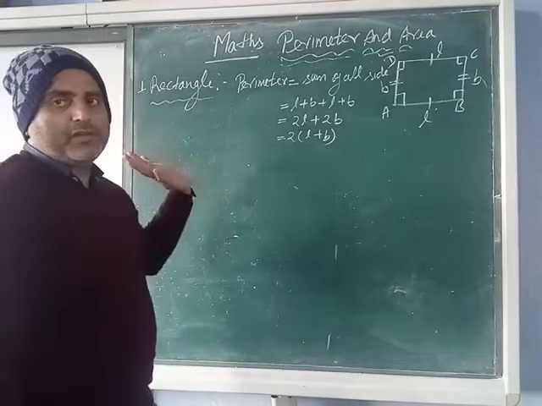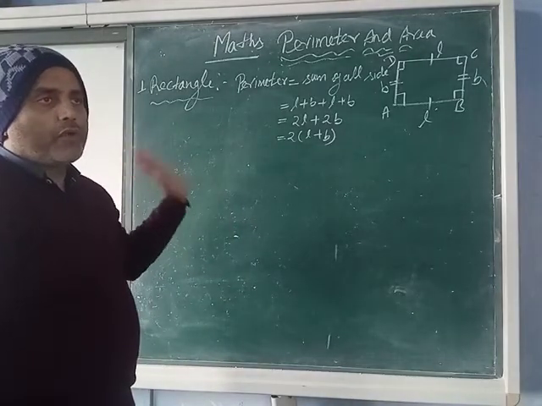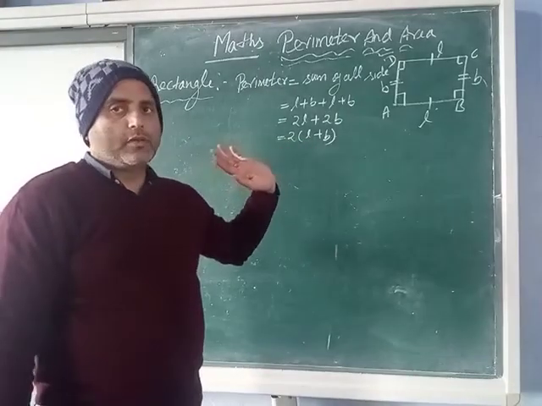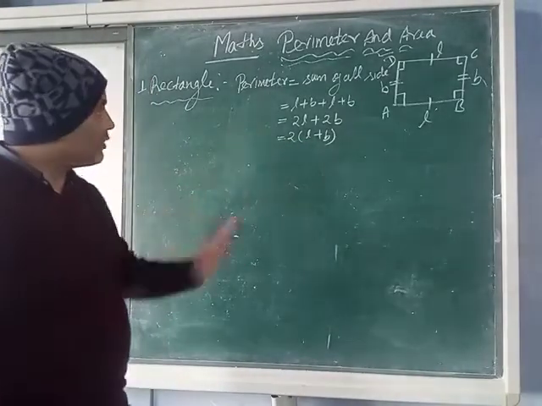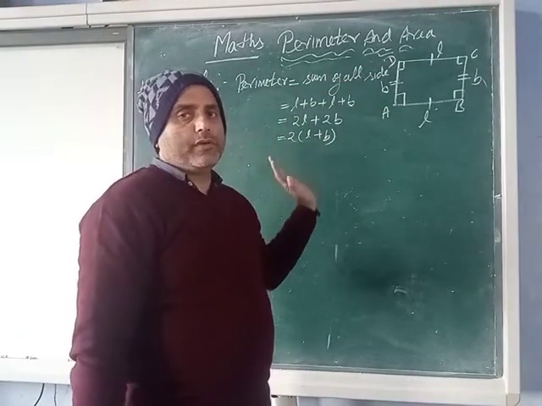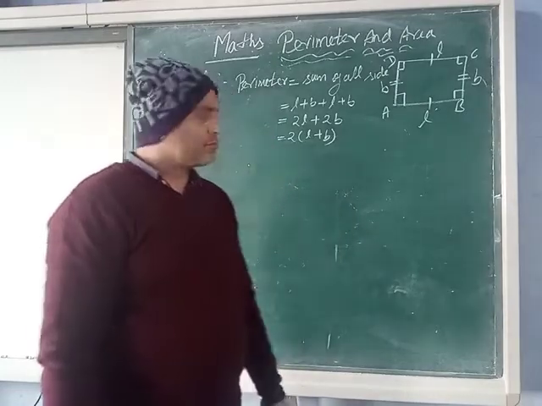Okay? You have to learn this formula. If anyone asks you what is the perimeter of a rectangle, then you have to say 2 in bracket length plus breadth. Or if you don't know the formula, then you will write the perimeter is equal to the sum of all sides. Then with the help of this, we will find out the perimeter of a rectangle.